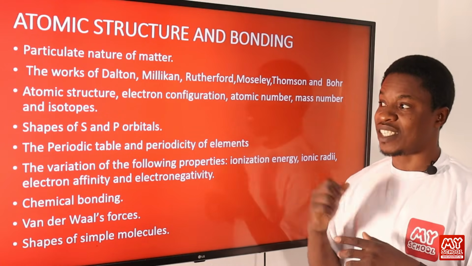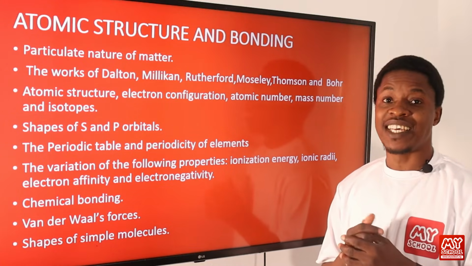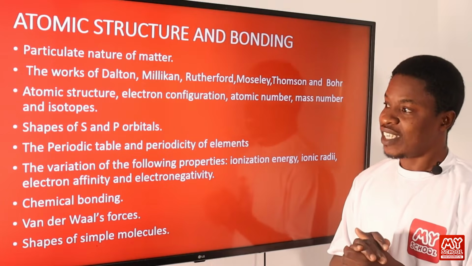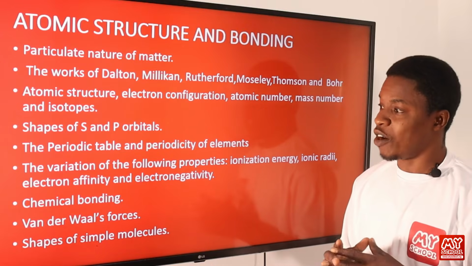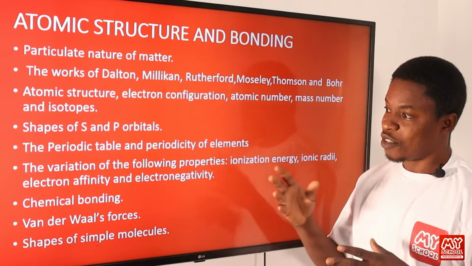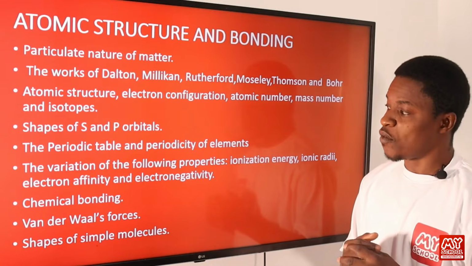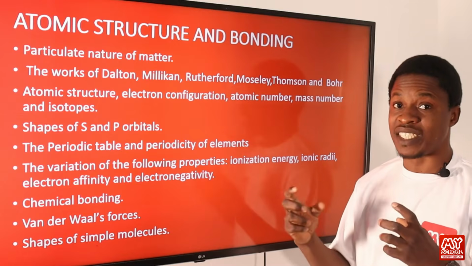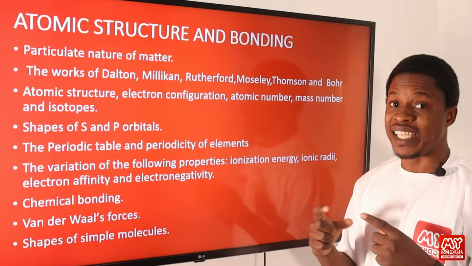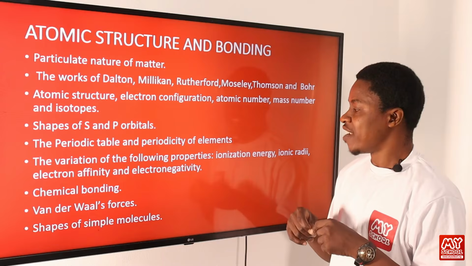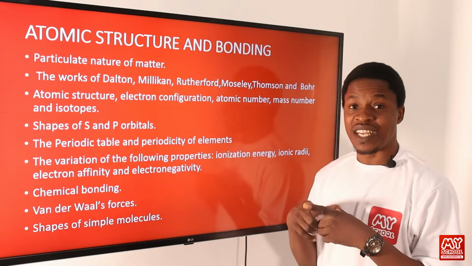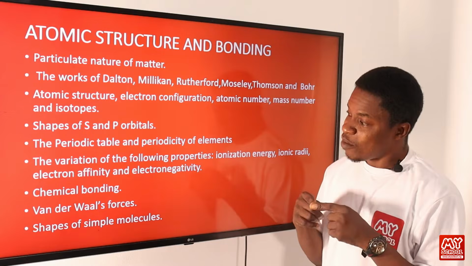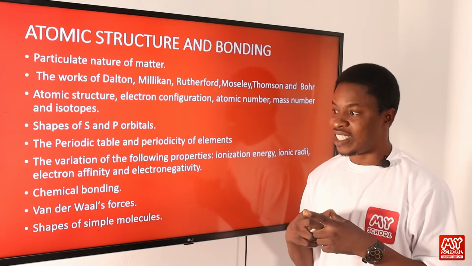Also, we'll be considering shapes of the s and the p orbitals. Also, we'll be looking at the periodic table and periodicity of elements. We'll be considering also the variation of the following properties, the trend of the elements in the periodic table. We'll be looking at ionization energy, ionic radii, electron affinity, and electronegativity.